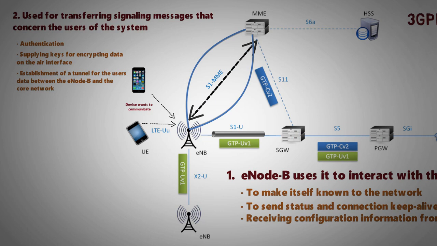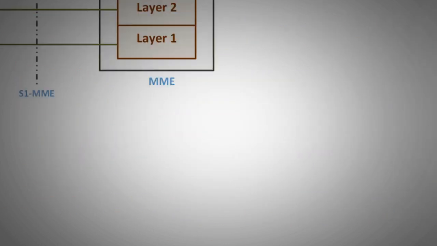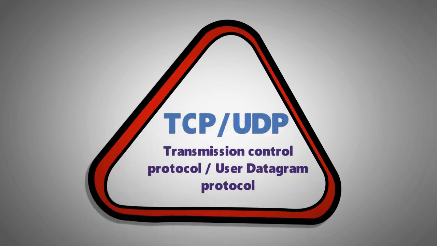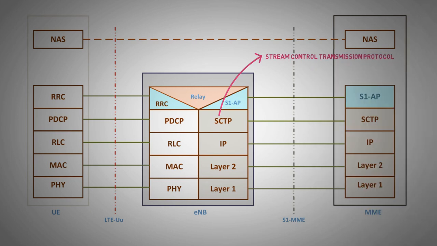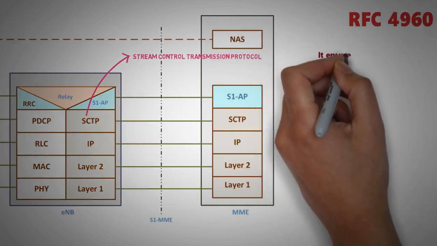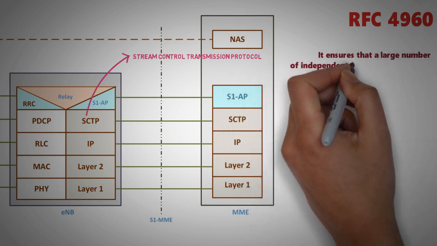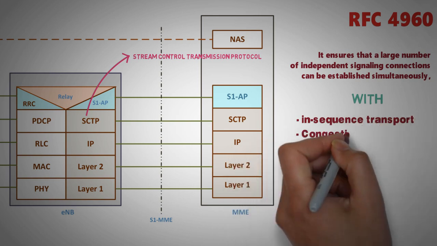Once the user's data tunnel is in place, the S1CP protocol is used to maintain the connection and to organize a handover of the connection to another LTE, UMTS or GSM base station as required. In the S1CP protocol stack, instead of the commonly known TCP and UDP on layer 4, the telecom-specific Stream Control Transmission Protocol (SCTP) is used as defined in RFC 4960. It ensures that a large number of independent signaling connections can be established simultaneously with in-sequence transport, congestion management, and flow control.